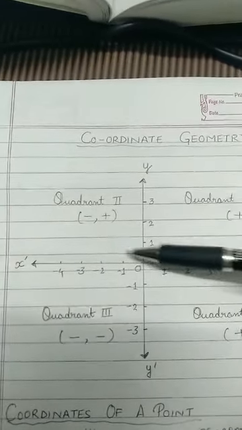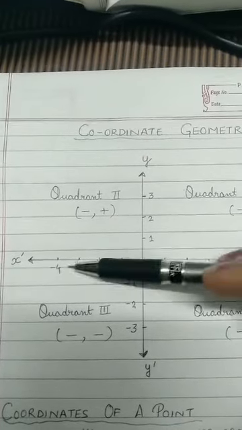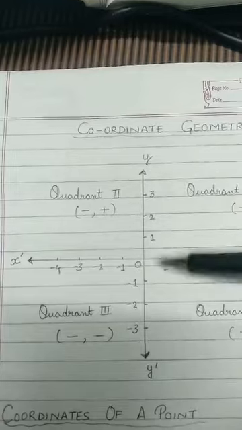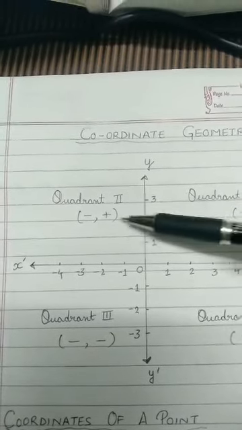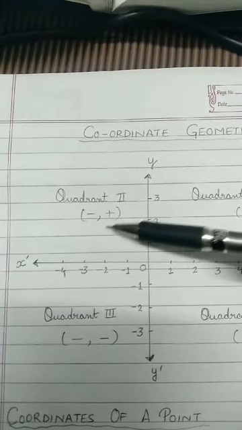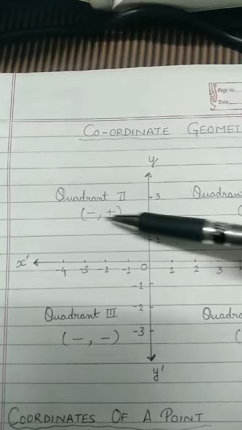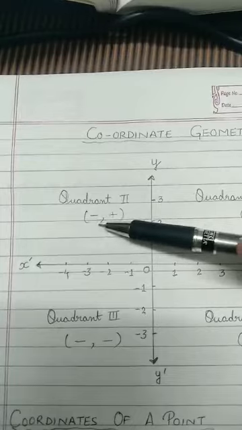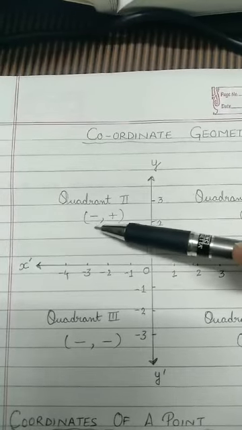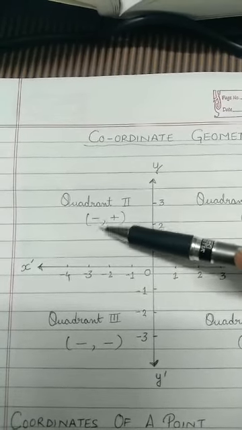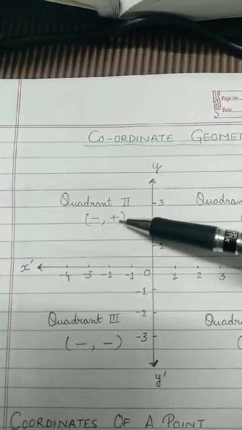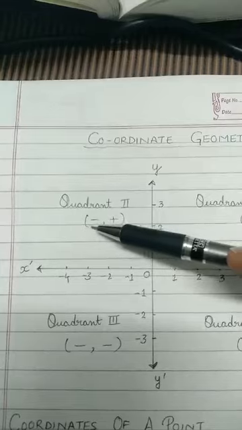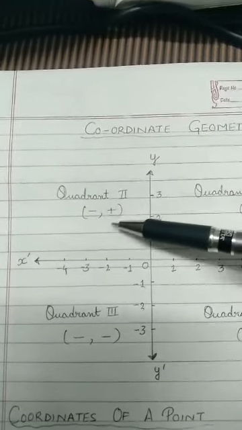Whereas in quadrant 2, since you can see x-axis on this side contains negative numbers, whereas the y-axis contains positive numbers. So all the points of the type minus plus, minus means x, because whenever we write a point, we always follow a trend, that is, we write x coordinate first followed by the y coordinate. So here we can plot the points of the type minus plus.